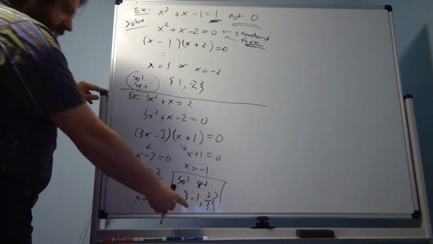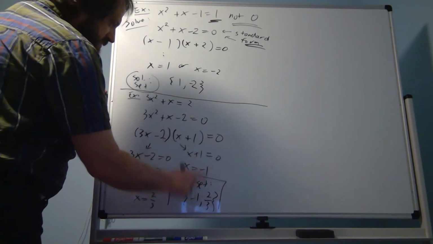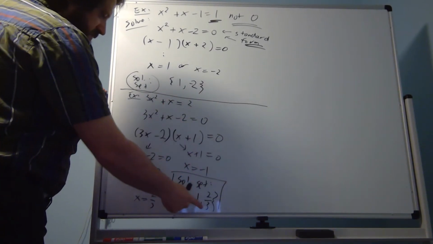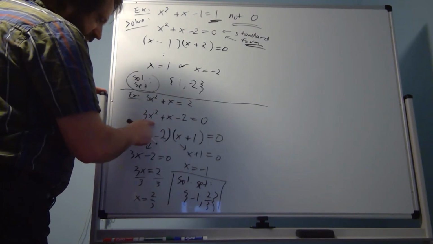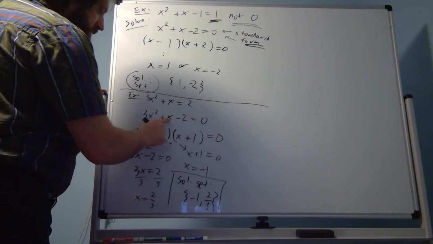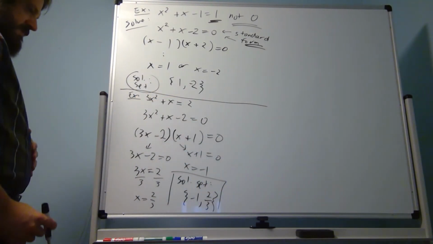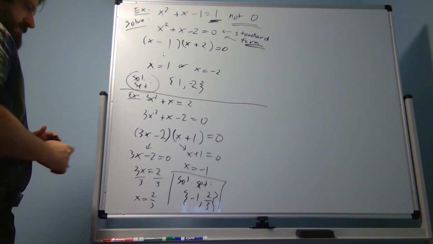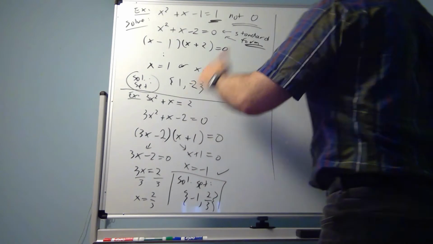And you can actually check that. If you plug in -1, you get 3 minus 1 is equal to 2. And then if you plug in 2/3, you would get, let's see, 4/3 and another 2/3 minus 2 is equal to 0. So same thing. So yeah, pretty good. All right, and then square roots.